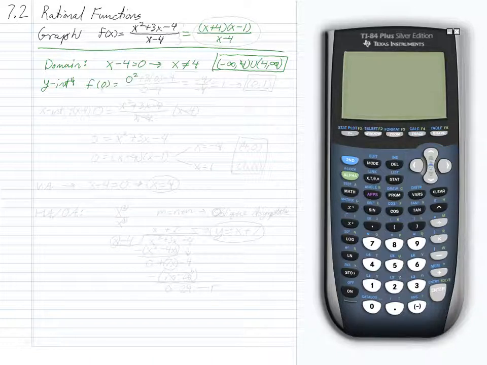So I'll plug 0 in: 0 squared plus 3 times 0 minus 4 over 0 minus 4. Everything with a 0 is going to become non-existent, and I'll just end up with negative 4 over negative 4, for a grand total of 1. So our y-intercept is located at (0, 1).